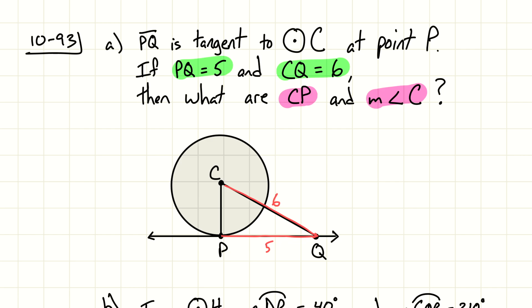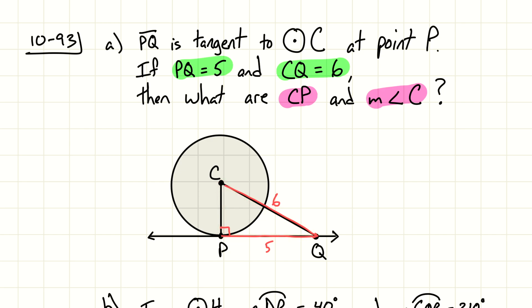And the one piece of information, doesn't seem like a lot, but it's important: PQ is tangent to the circle at point P. So they're telling us this is a tangent line. So if that's tangent, then this segment must be perpendicular. And so hopefully once I add that in, you notice what we've created here is a right triangle. So this circle is really just a right triangle problem. So if I want to figure out what CP is, then I have a right triangle problem, which is a Pythagorean theorem problem.